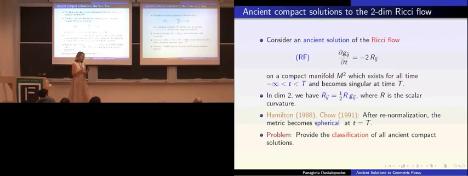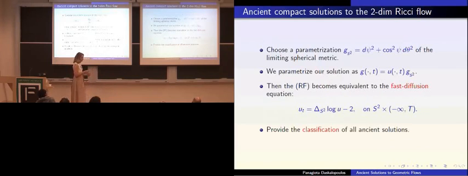So hence, because everything is so special in 2D, you can parameterize the metric by U, which is a conformal factor, multiplied by the standard metric on S2. And so this is the standard metric on the sphere. And therefore, you end up with a very nice equation, a logarithmic fast diffusion equation on S2, which is U sub t is Laplacian of log of U minus 2. The 2 comes from being on the sphere.